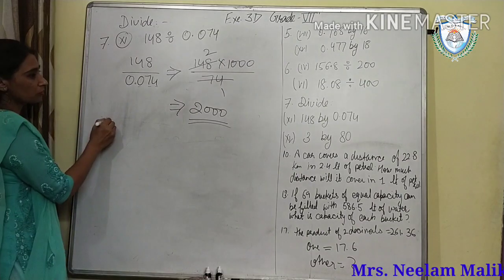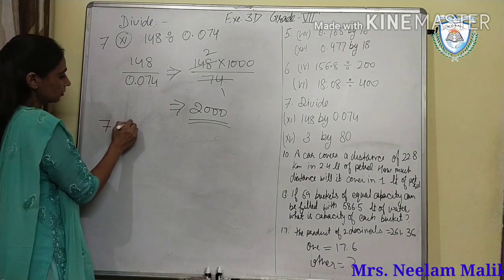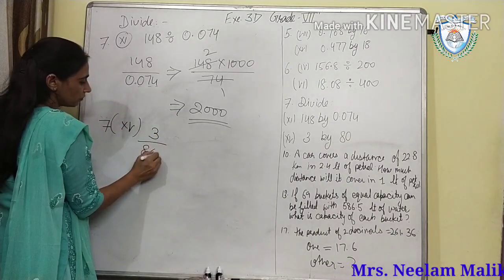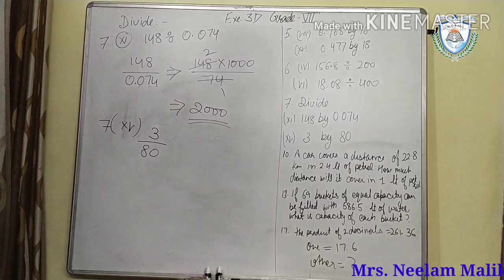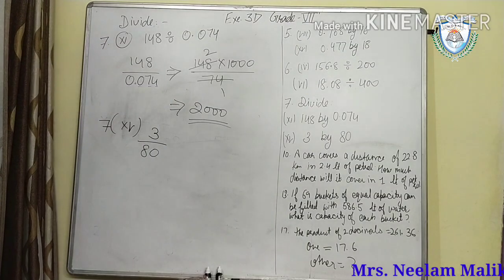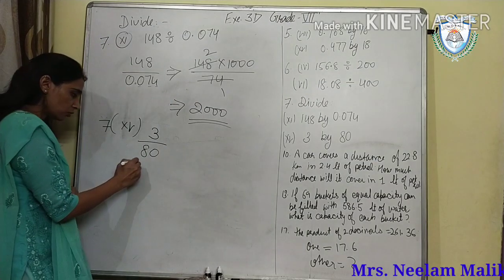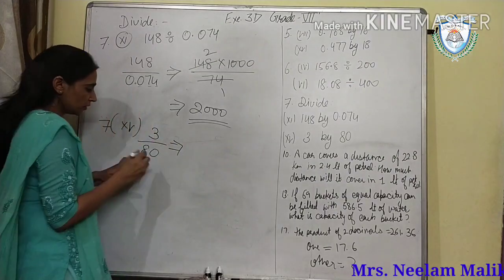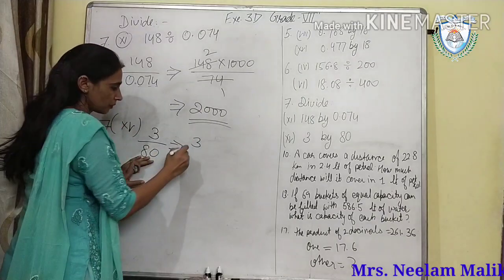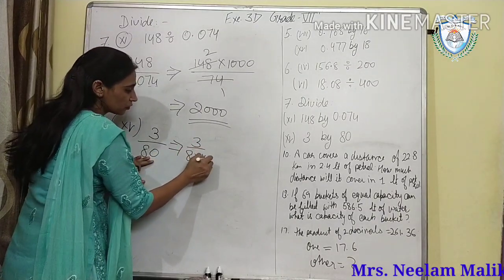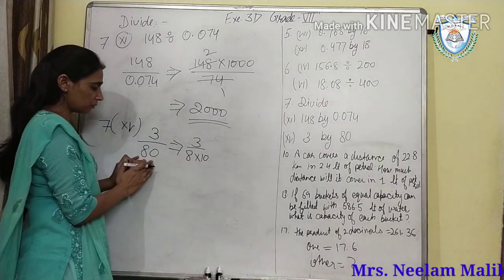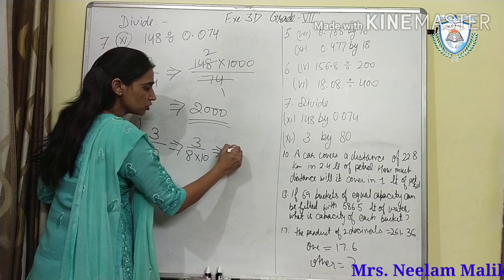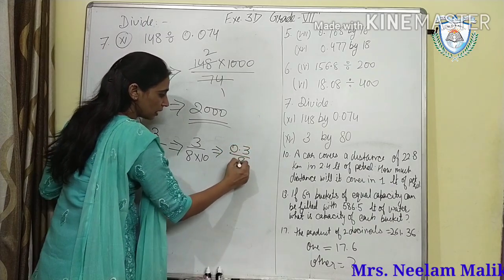Now question number 7, and this is the 15th part. We have to divide 3 by 80. How will we do this division here? 3 by 80. So what will we do? One thing you can use here: 3 upon 8 into 10. I break this 80 into 8 into 10. Now first put this decimal point, that means 0.3 divided by 8.